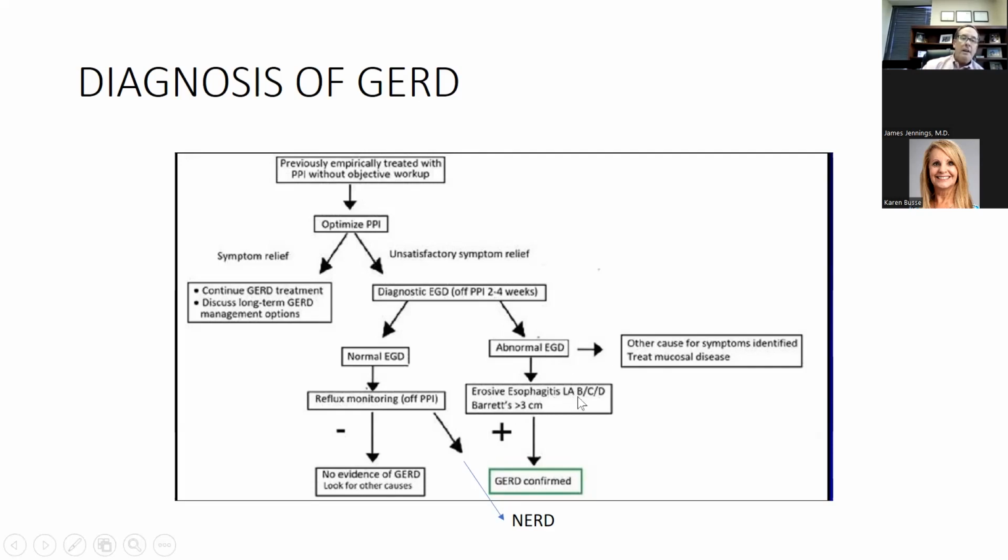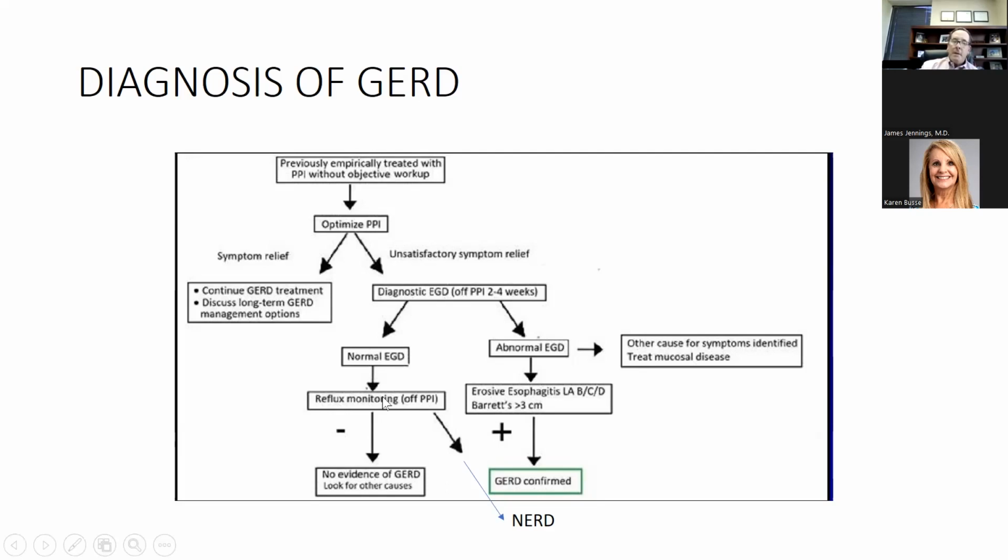As far as the degree of esophagitis, whether they have Barrett's, then we know we have a confirmed diagnosis of gastroesophageal reflux disease. If there's something else there, like eosinophilic esophagitis or something along those lines, we'll treat them appropriately. When they get a normal EGD, that does not exclude reflux disease. And I'm going to have another slide explaining that.